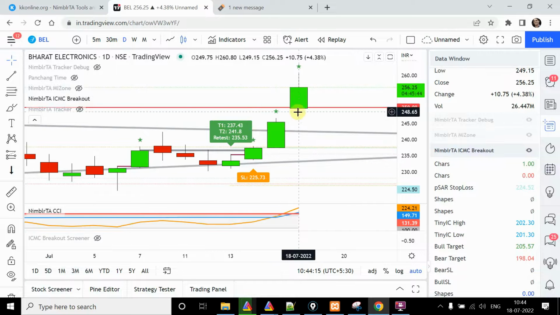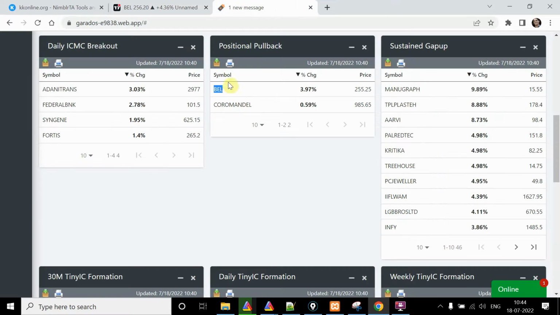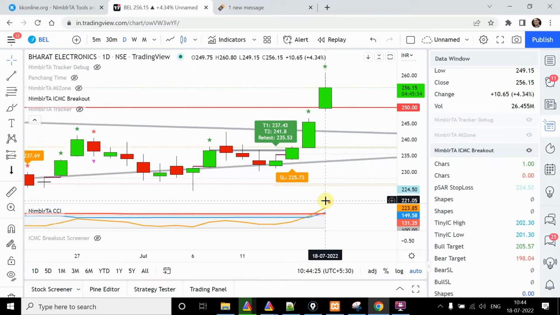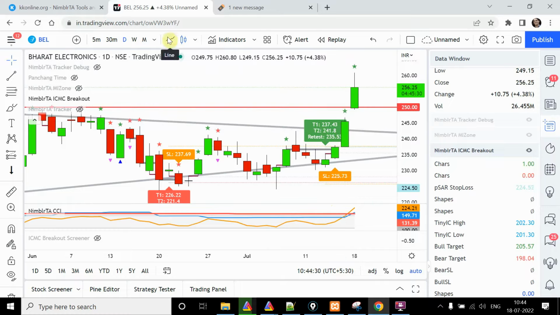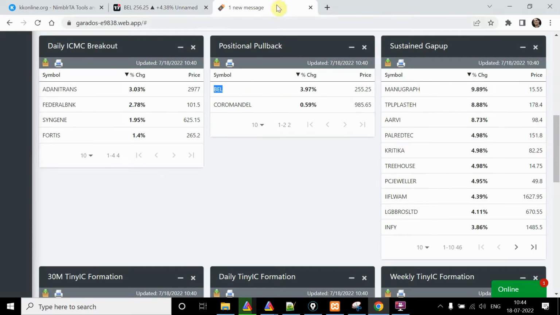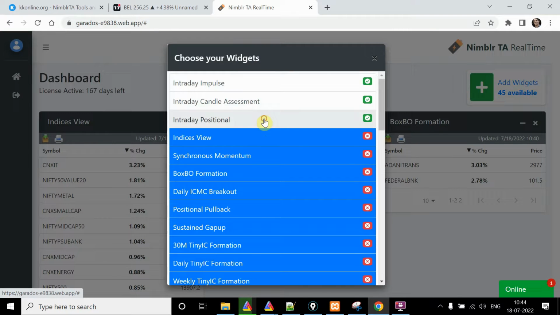It has given a gap up as well. And in that case, right now, if we see, it is positionally pulled back. That means it already has momentum on the higher time frames. But now again, it has started the rise on the upside. So it gave a bullish engulfing formation over here. Similarly, let's go further. We have intraday positional.